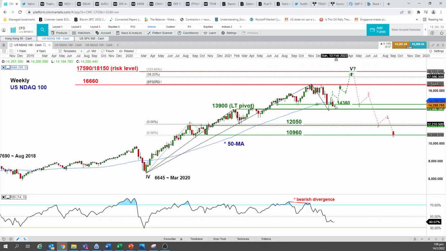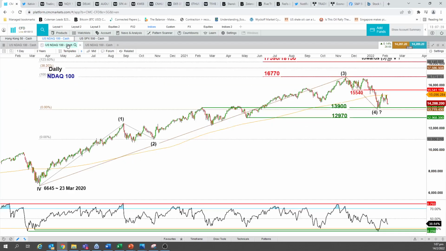Okay, so this 13,900 level still holds, which is very close to the last 24th Jan low. It did not have a weekly close below it. So as long as this level still holds, we could still have a view of a rally of last hope and irrationality to hit this risk level at 17,590/18,150 before shaping that negative 30% to negative 40% major corrective down move sequence. Given that the daily chart itself is still pretty congested, it seems to me that it's still sideways between 15,540 and 13,900.